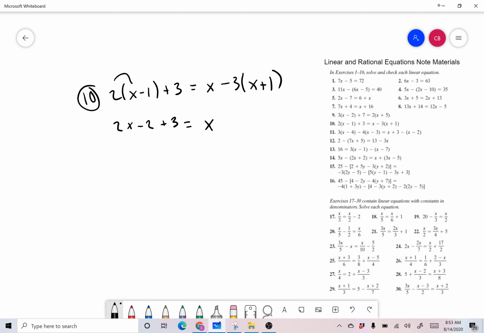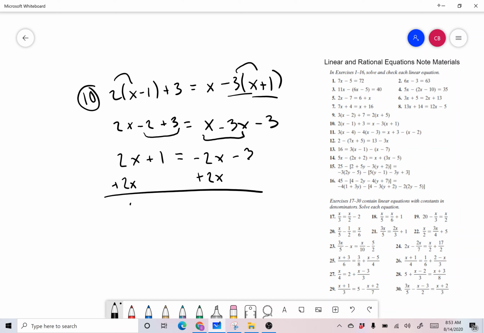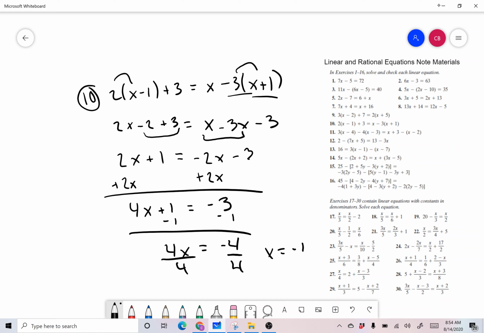Okay, now this is being distributed to this. So we're going to do that. -3x and -3. Okay, let's combine like terms on the same side. So this is 2x. These two are 3 minus 2 is 1 plus 1. These two are -2x. This is -3 plus 1 minus 3. We add 2x. 4x plus 1 is equal to -3. We subtract 1. 4x is equal to -4. X is equal to -1.